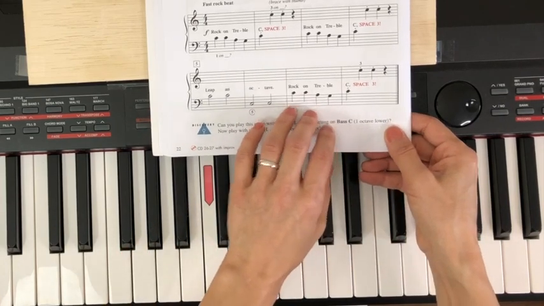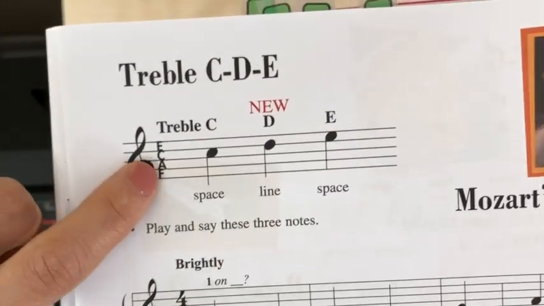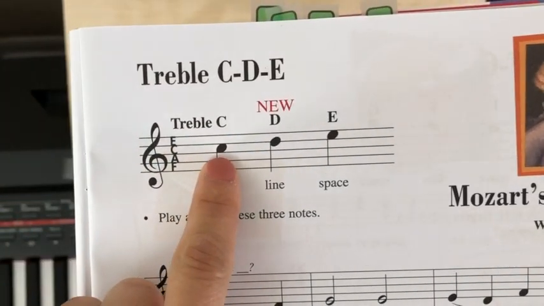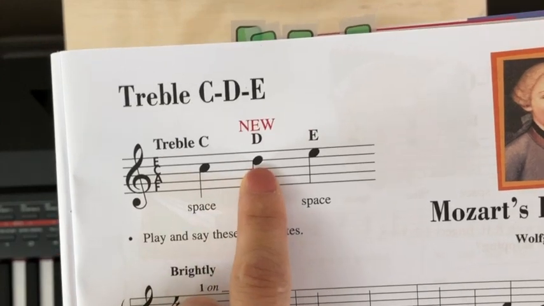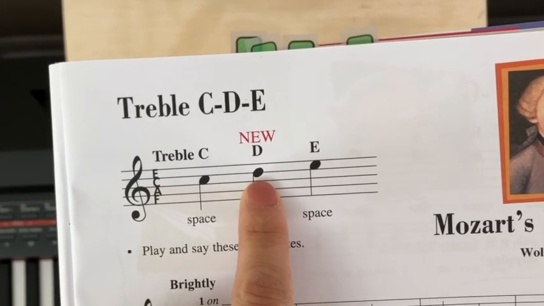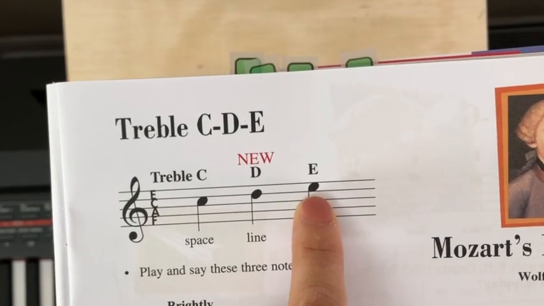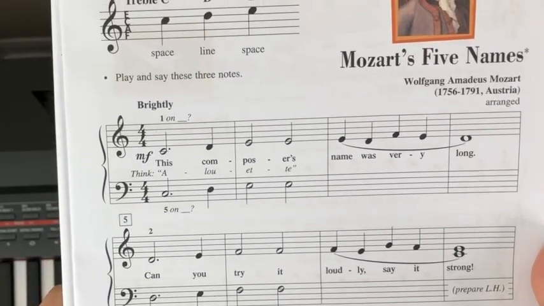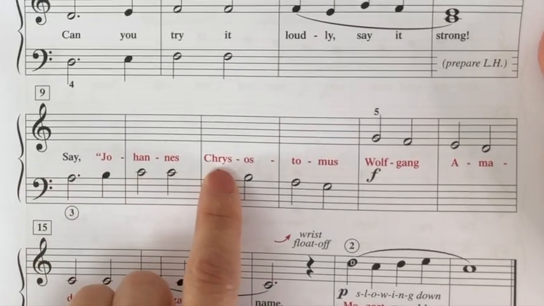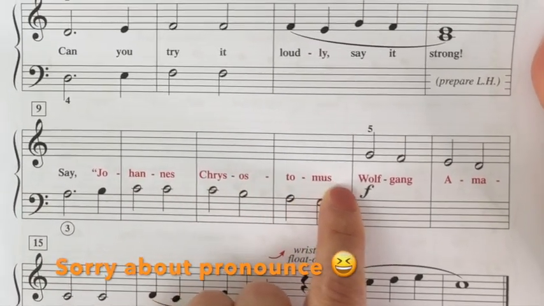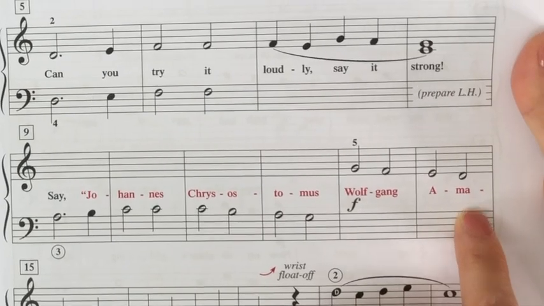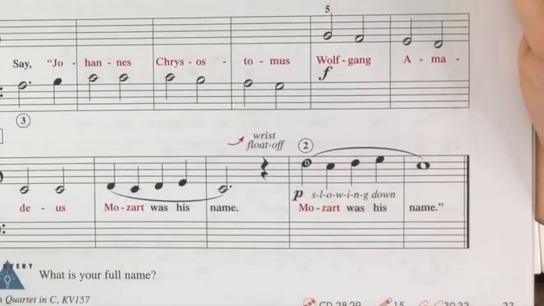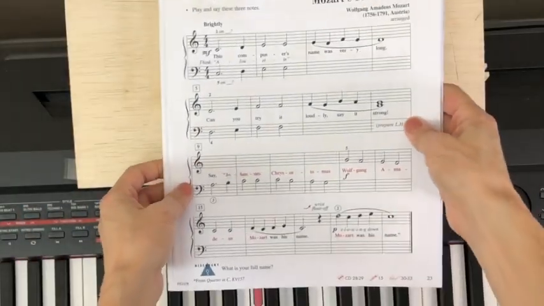Let's go to the next page. Now you know treble clef F, A, C, E, FACE, right? So that's the C, and one note up, that's D, and top space note E. This piece is by Mozart, who has 5 names. Johann Chrysostomus Wolfgang Amadeus Mozart was his name. Okay, let's try this one.